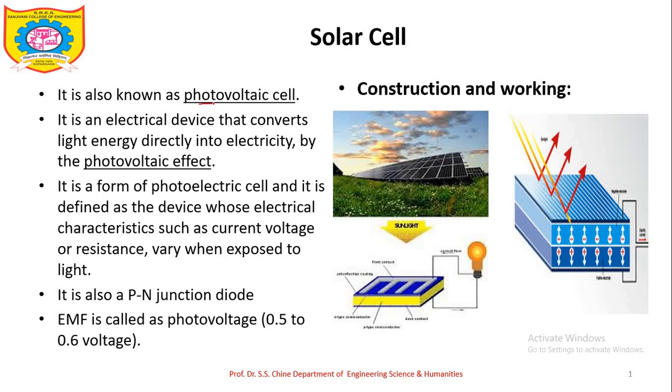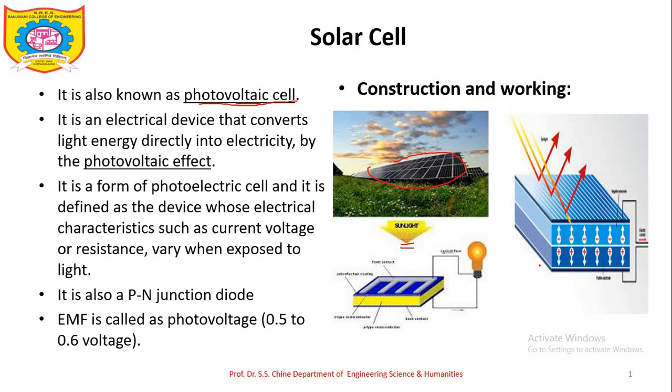Let me explain why these are known as photovoltaic cells. As all of you have seen, these solar panels work by sunlight. Sunlight gives solar energy, that is light energy. When this light energy or beam of light is incident on the solar panel, the light energy is converted into electricity by the effect known as the photovoltaic effect. That's why these solar cells are known as photovoltaic cells.